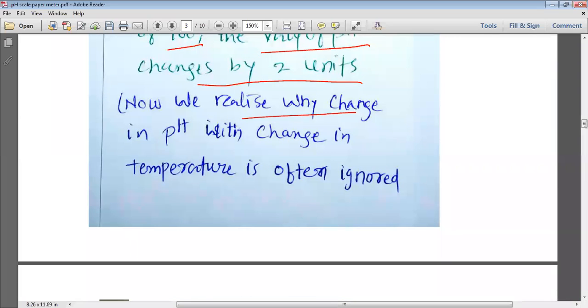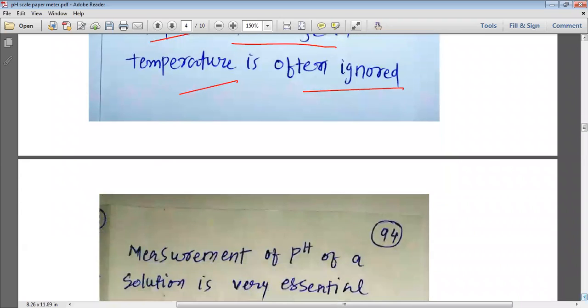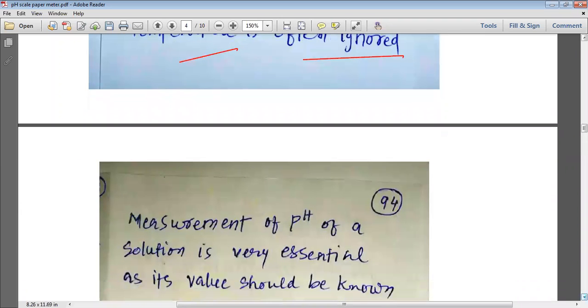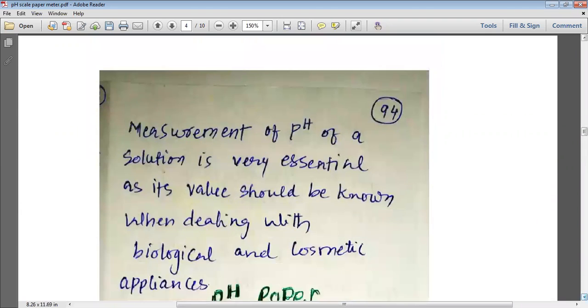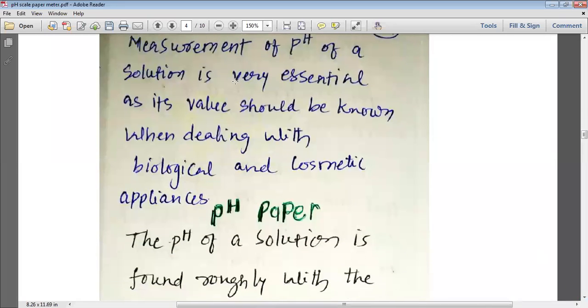Now we realize why change in pH with change in temperature is often ignored. When the temperature changes, concentration of H plus changes in a very small quantity that does not affect the pH much, and that is why we generally avoid it, or we generally do not take it into consideration.